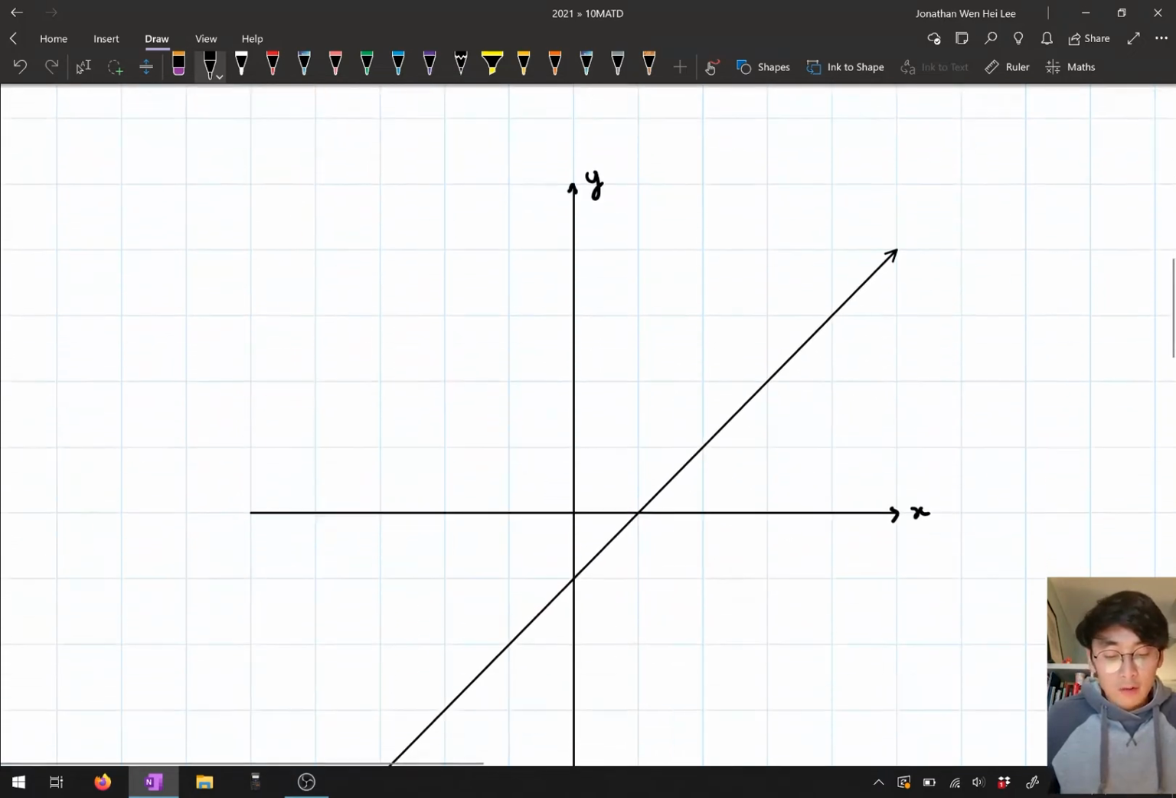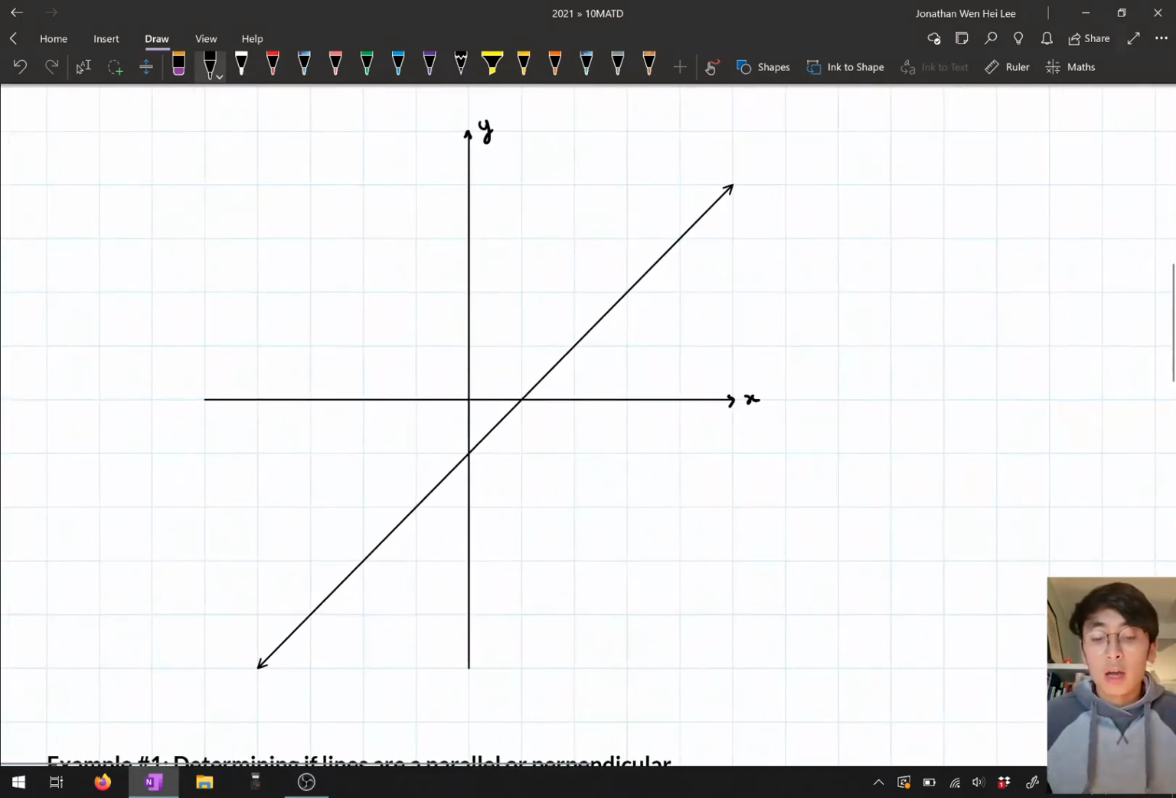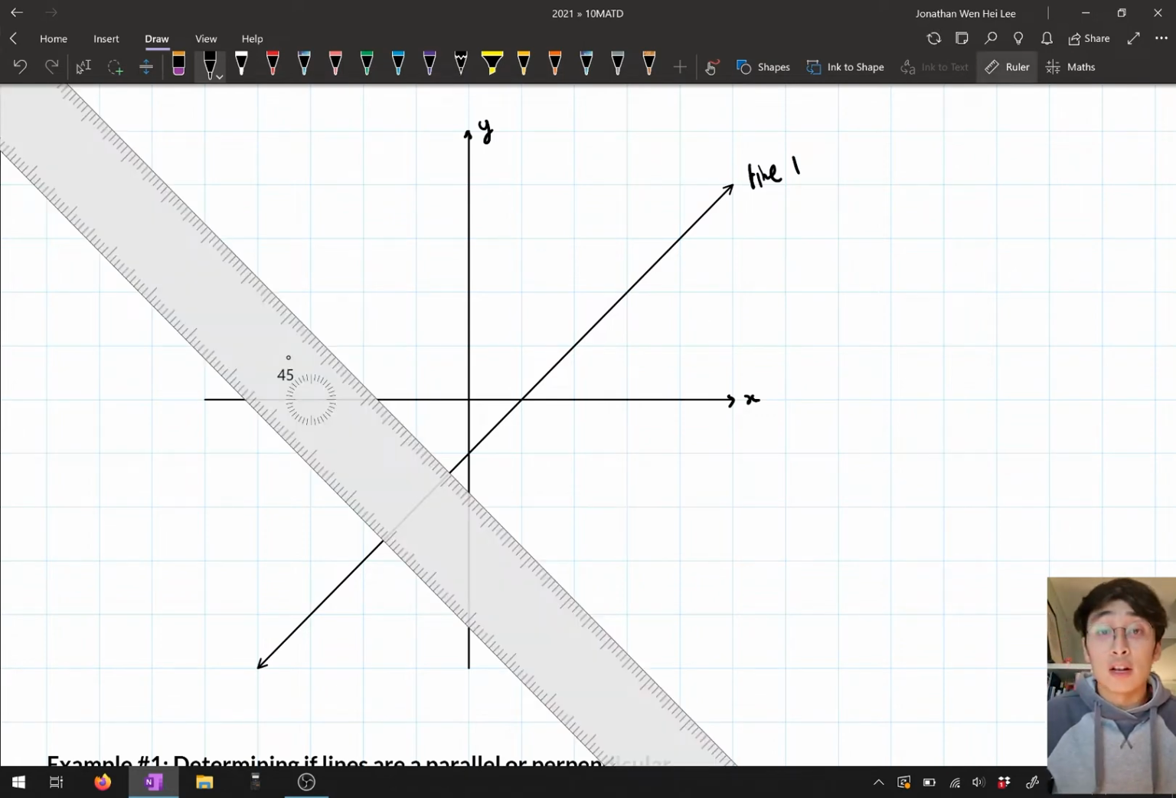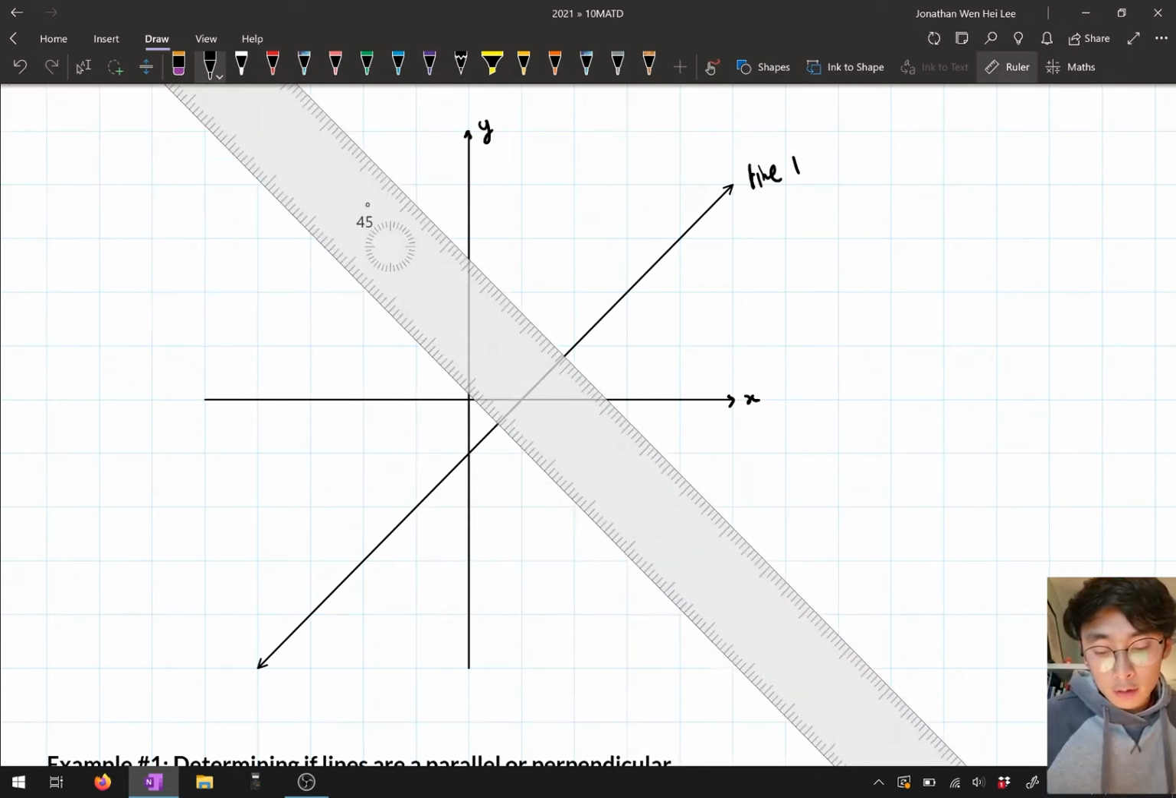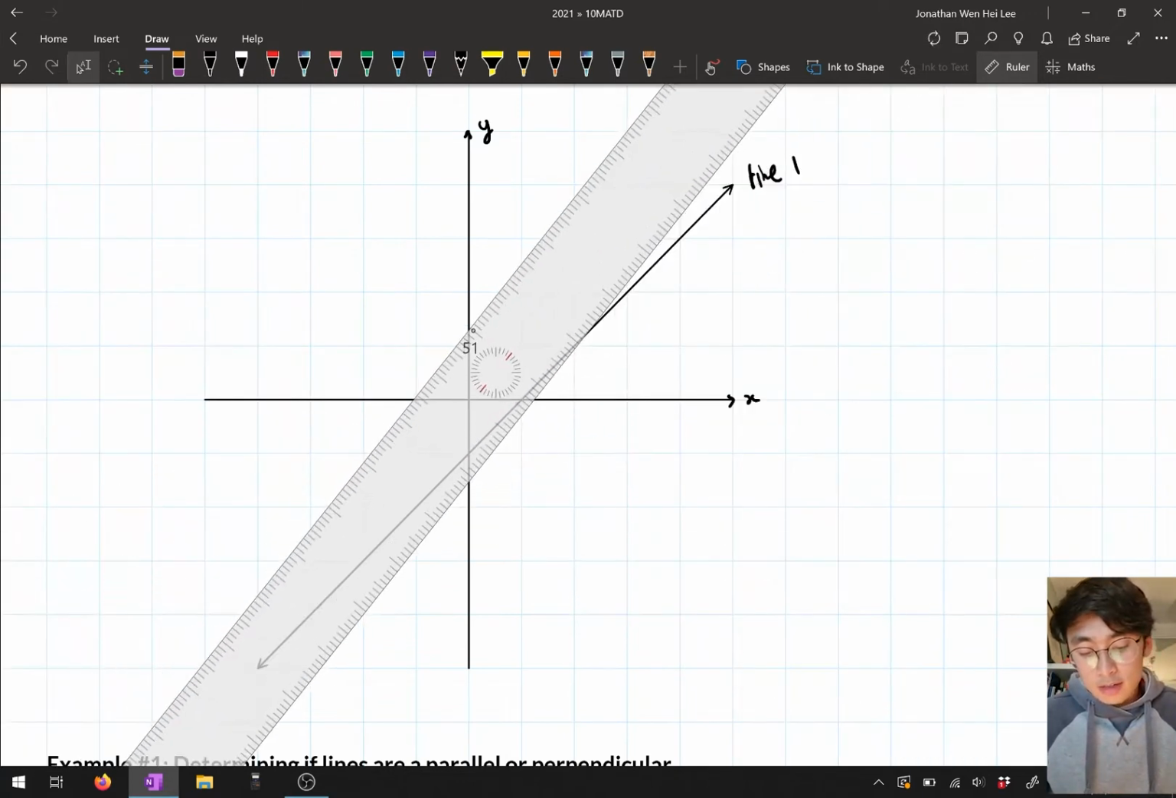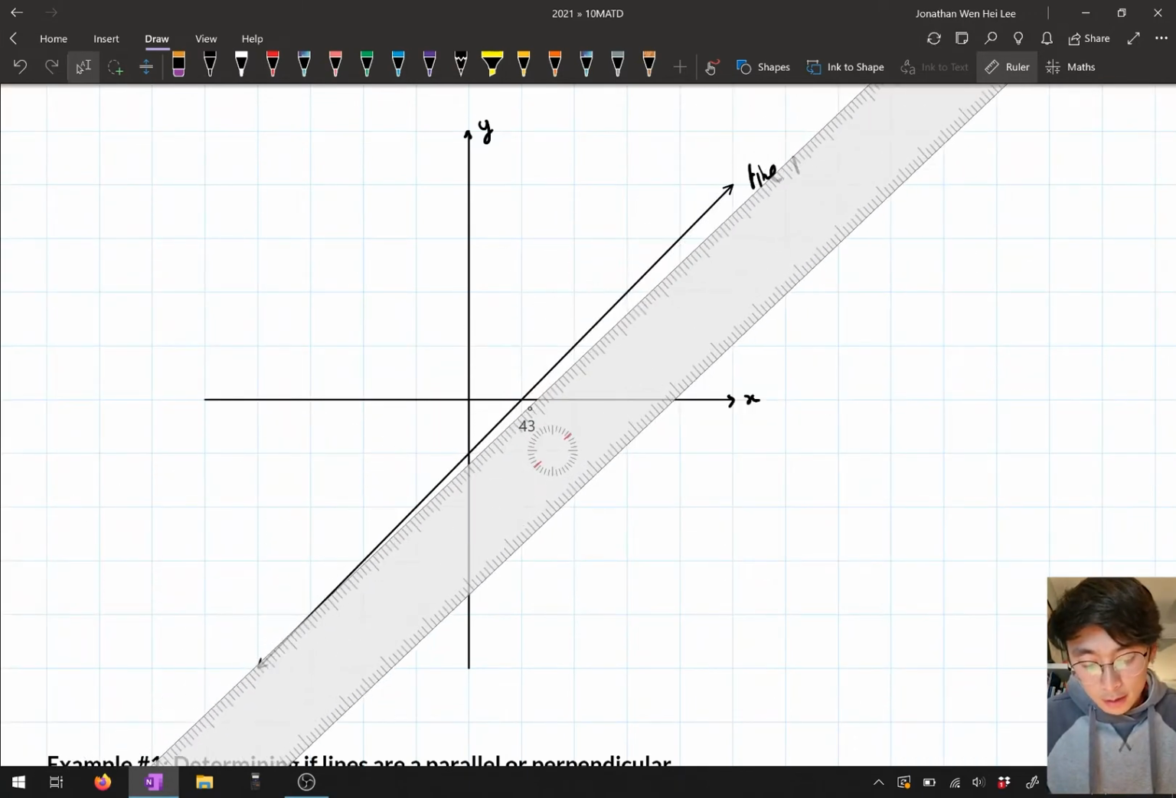Now let's visualize what this looks like. Here I have a Cartesian plane, and I've drawn a line on here. This is my starting line, let's call this line 1. Now, for a line to be parallel, it needs to never touch. So what we need to do is have a line where the gradient is exactly the same. So here I'm going to find the gradient.